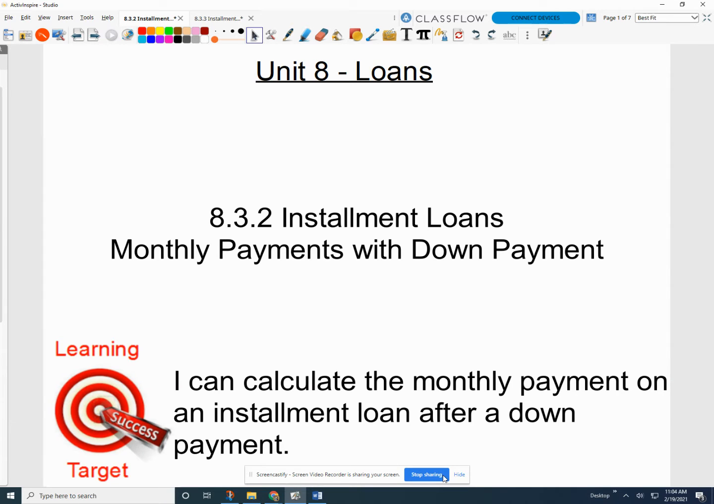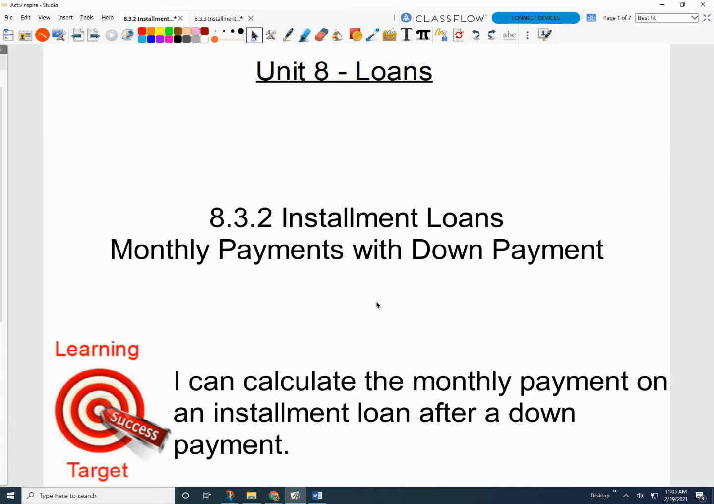Okay, so we're going to pick up where we left off last time, working with these installment loans and figuring out the monthly payment. However, I'm going to add one little step today where you have a down payment made on your purchase. Each of these items has a cash price. You could walk in and throw down $500 and walk out the door with it. But since we're financing these, we're going to make a down payment before we take the item home.